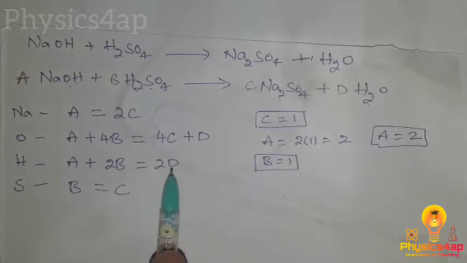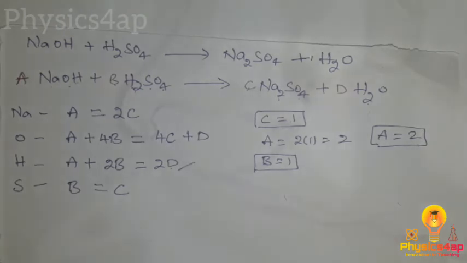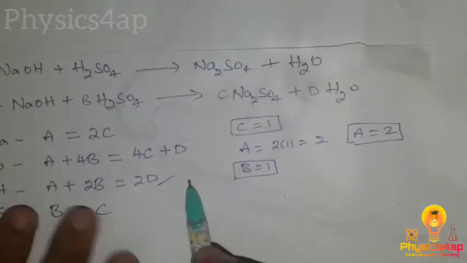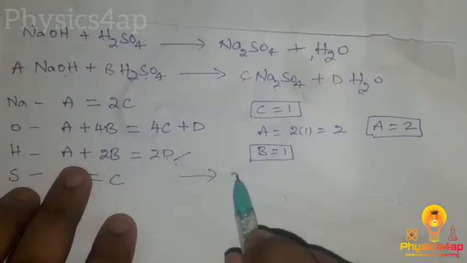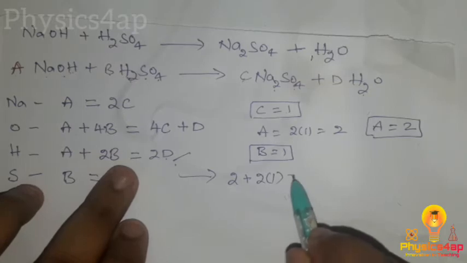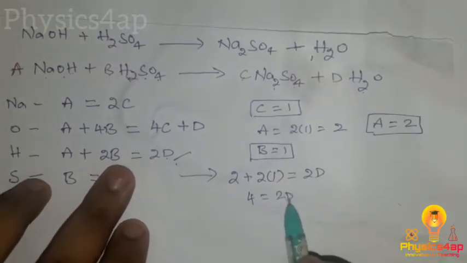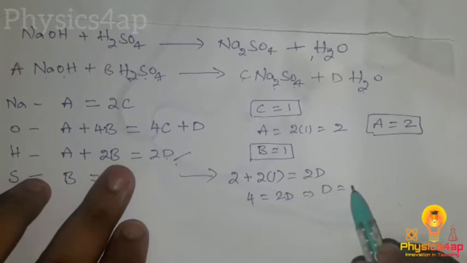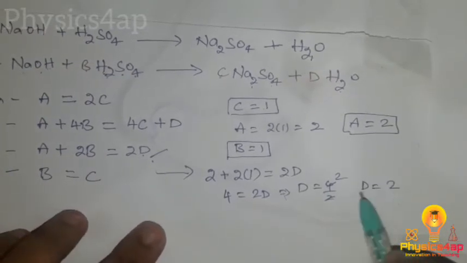Now it's time to get the D value. Let us use any of these equations. So I'm using this one. From this equation, A is 2 plus 2 into B, where B is 1, equals 2D. The same thing we got before: 4 divided by 2, that is 2. So overall D equals 2.